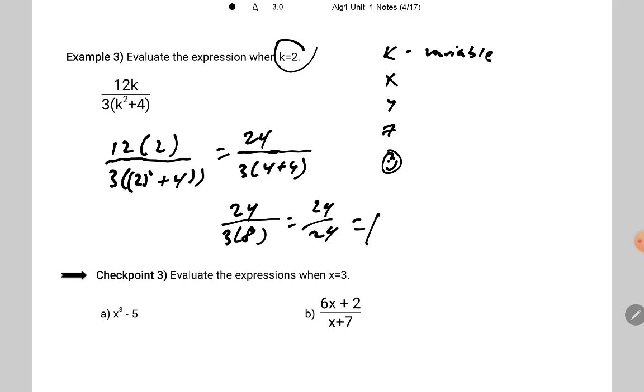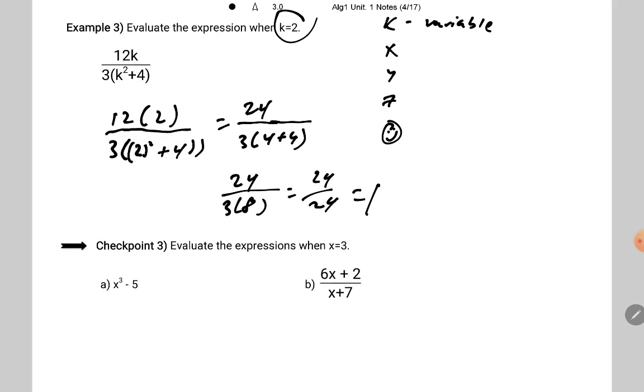Okay, one more thing here. Evaluate the expressions when x equals 3. I'm just replacing x with 3. So 3 cubed minus 5. That would be 27 minus 5, which equals 22. So yeah, that's 22 for that one.